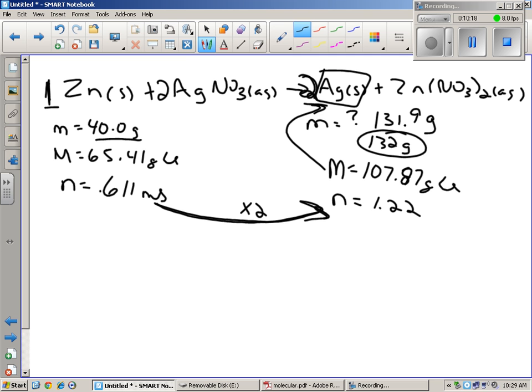Make sure you can get those answers, of course. If not, once again, you have to make sure you get the right balanced chemical equation to start here. If you don't, it's going to be kind of tricky, all right?